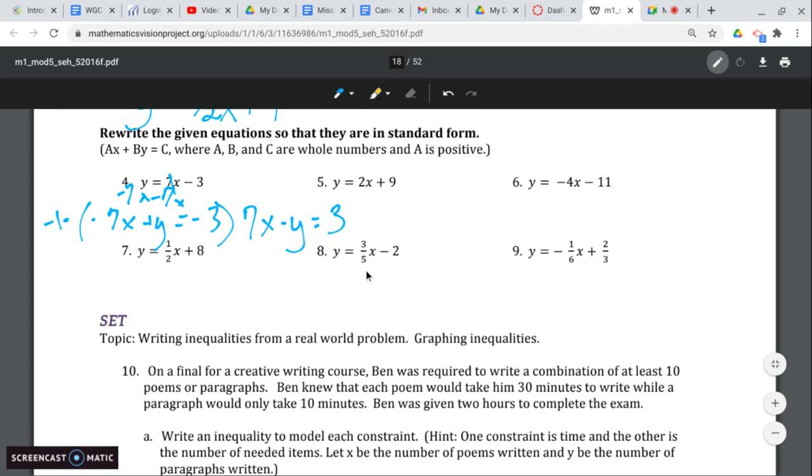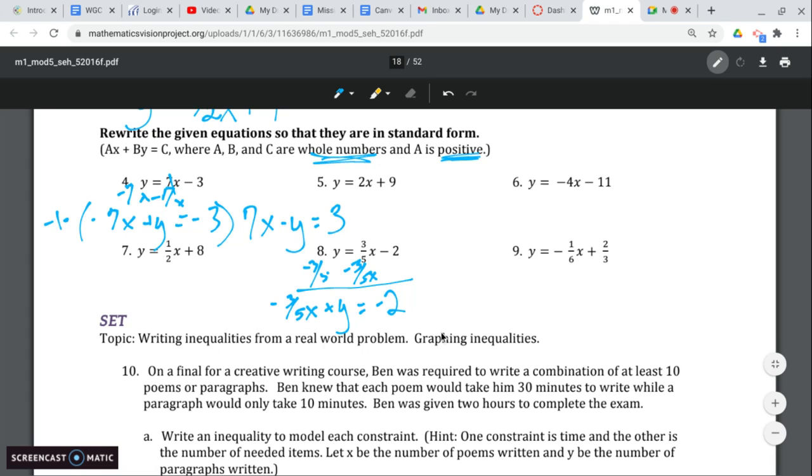We're going to subtract the 3/5 x from both sides. So we end up with a negative 3/5 x plus y equals negative 2. Now, can we leave it like this? No, we can't. There's a whole bunch of things going wrong in this. First off, our a term is a fraction. Can we have a fraction? No, we cannot have fractions in standard form. It has to be whole numbers. And a is also negative. Can it be negative? No, it has to be positive.